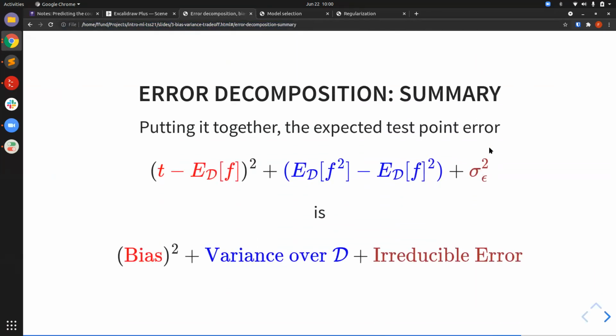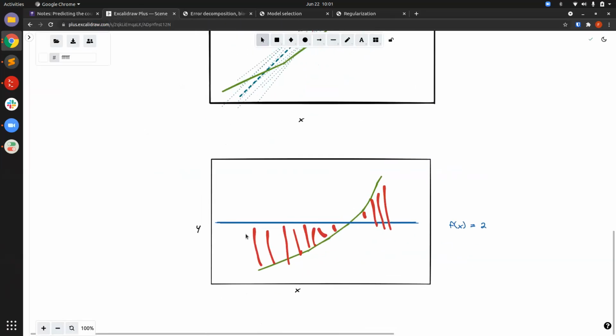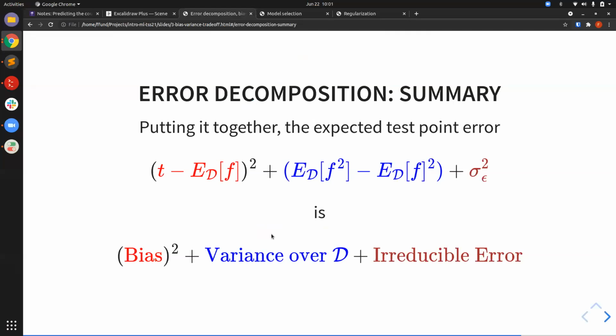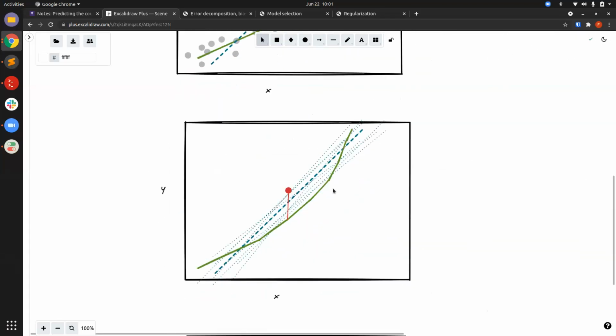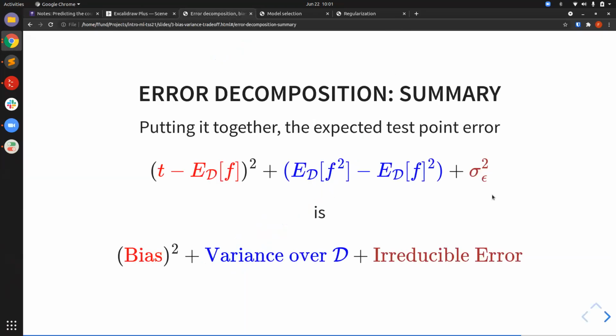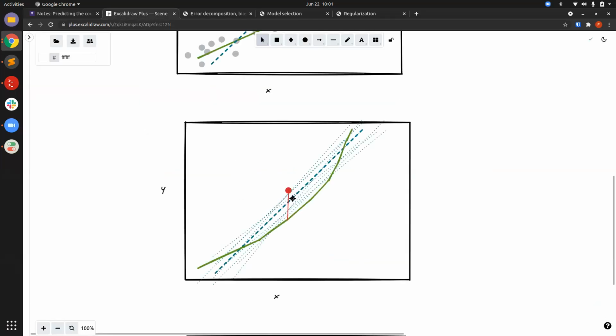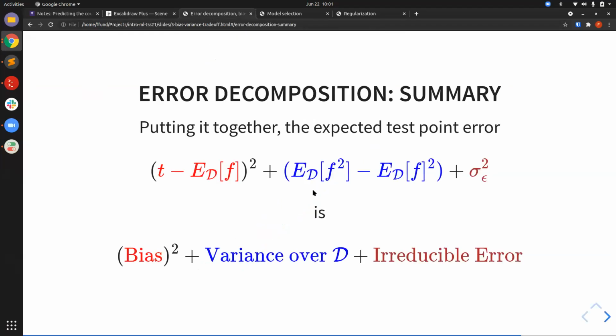So to put it all together, we said the expected test point error is equal to the squared bias, where the bias is the difference between the model function, the mean model output, and the true function, plus the variance over the draw of the training samples. The variance over the draw of the training samples tells you how spread out individual models are relative to the mean, or how much the model output depends on the draw of the training data. And then finally, we have the irreducible error, which is the difference between the point and the true function. Okay, so those are our error terms.